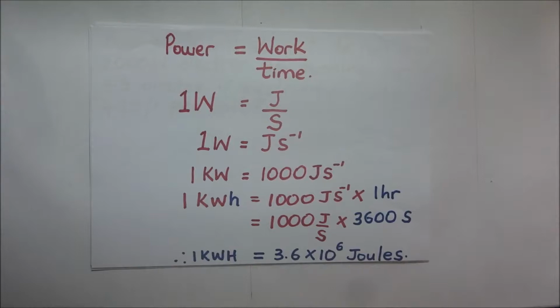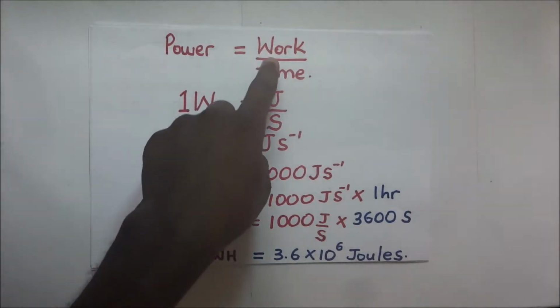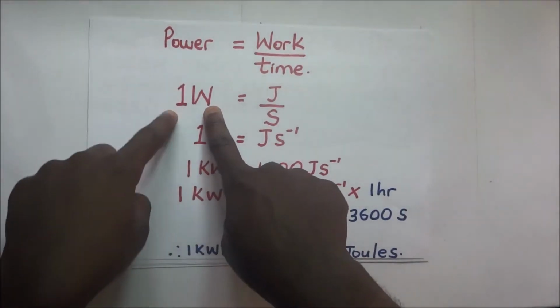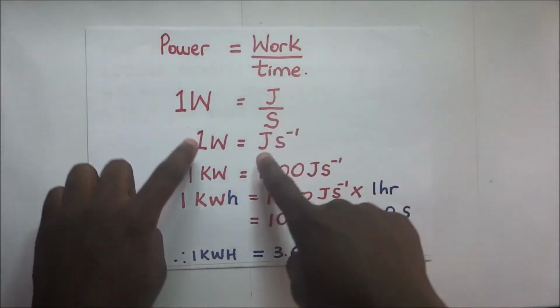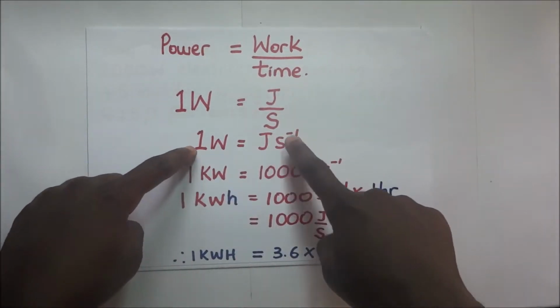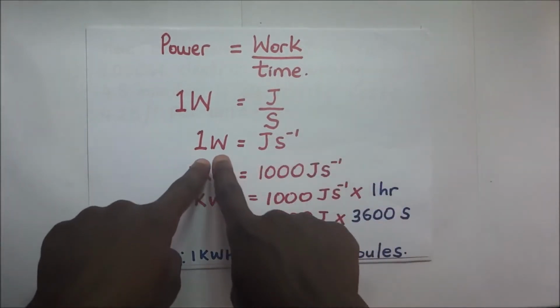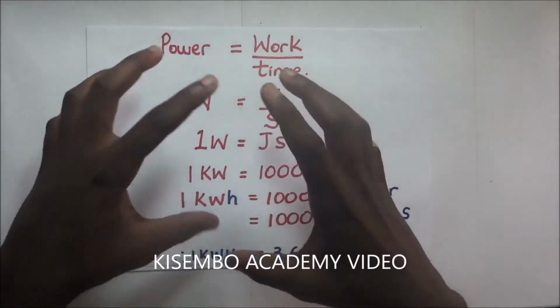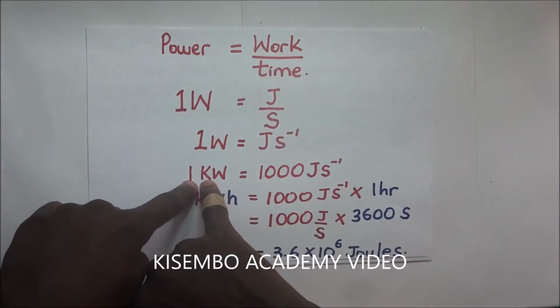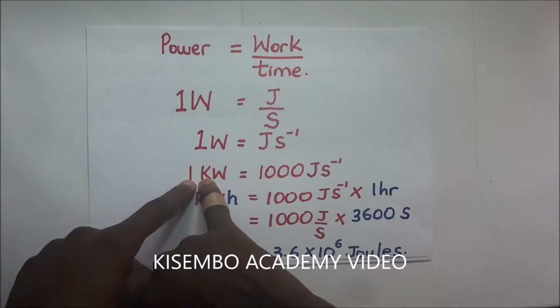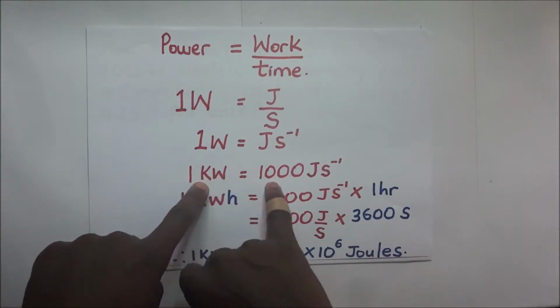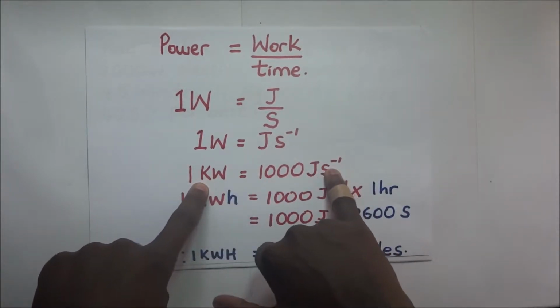Let's first look through this here. We know that power is equal to work done over time taken, and 1 watt, which is the SI unit for power, is 1 joule per second. However, when we are billing electricity, we are going to collect the watts into 1,000. So that's why the kilo comes in. Kilo means times 10 to the power 3. So 1 kilowatt is 1,000 joules per second.